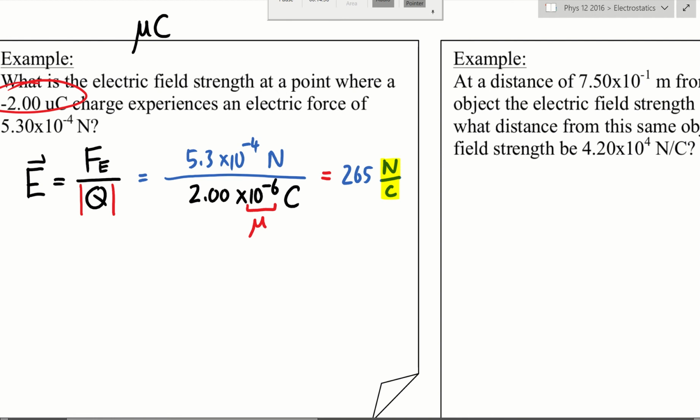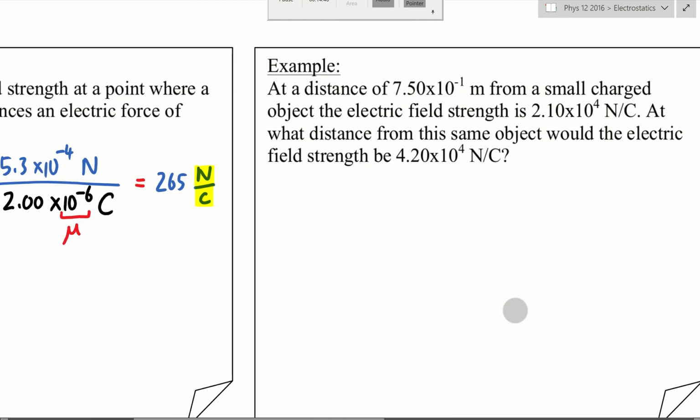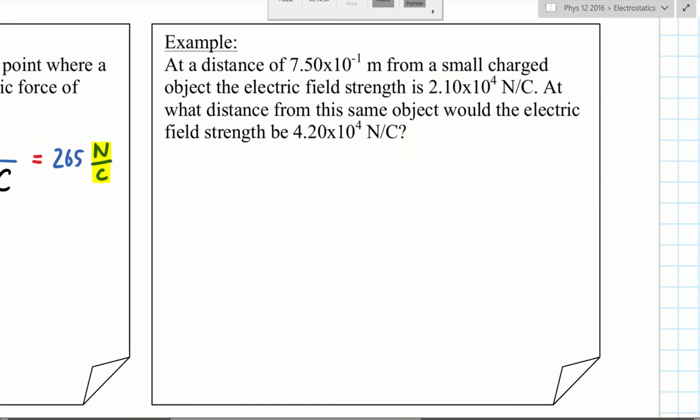Okay, a little bit harder then, when you actually have to use the long equation. Next, a distance, that is just a very weird way of writing distance. There we go. 0.75 meters from a small charge, the electric field is 2 times 10 to the 4. At what distance from this same charge would the electric field be 4.2 times 10 to the 4?